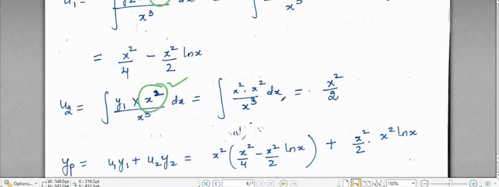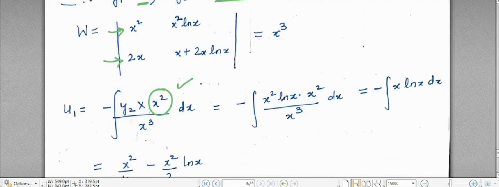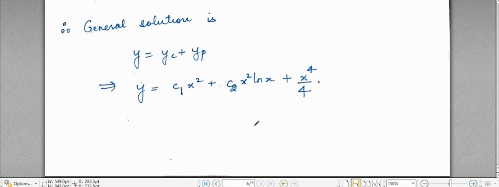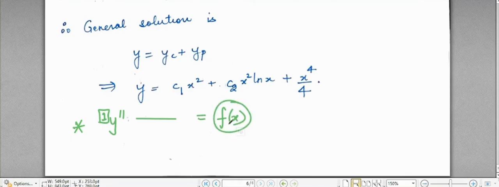and once you solve them using appropriate methods of integration that you know, the yp is given by u1 y1 plus u2 y2 according to the method of variation of parameters, which simplifies to x4 by 4, and hence the general solution is y equal to yc plus yp. So the crux, the main steps which are involved in method of variation of parameters is, number one, you have to keep in mind that the equation has to be in the standard form. That means the coefficient of y double dash has to be unity, and then you decide what your right hand side is.